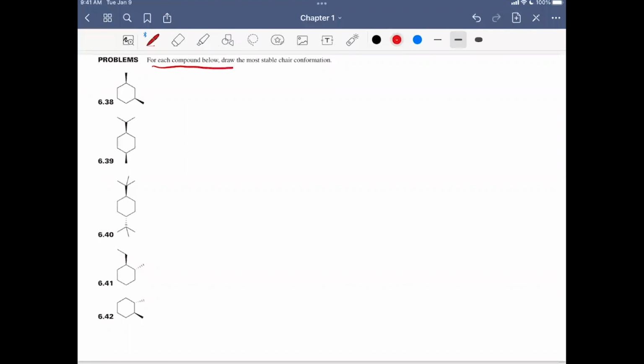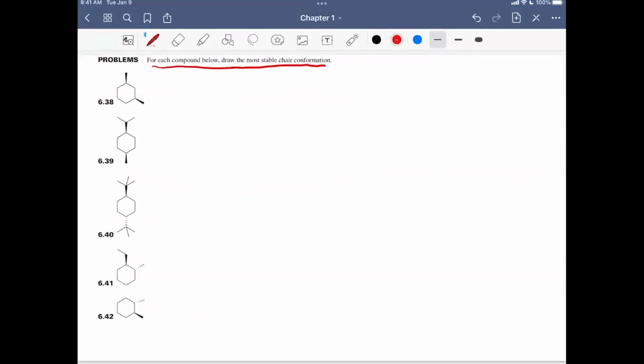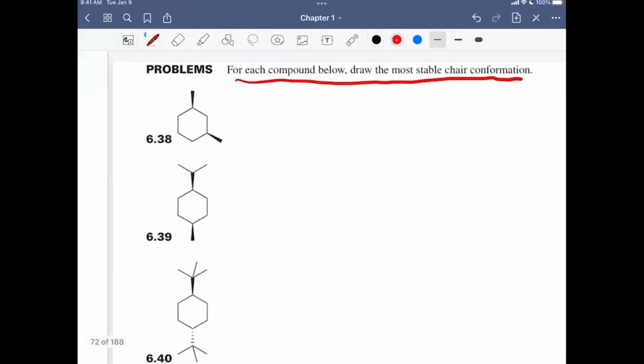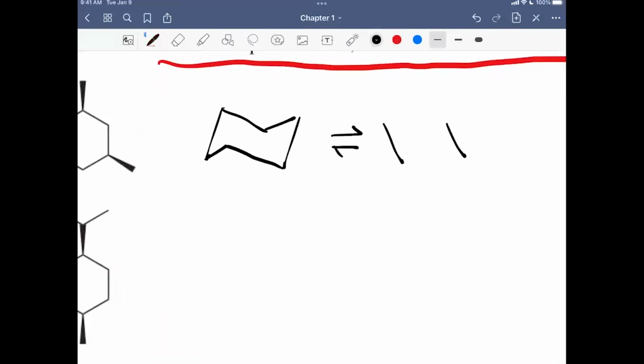For each compound below, draw the most stable chair conformation. So let's do that. Feel free to pause right here if you need more time, but I'll just keep it going and you can see if you get the same answer as me. So I'll draw out my chairs. Let's slant them. I'm going to draw them out in advance. Okay, so I have both chairs.